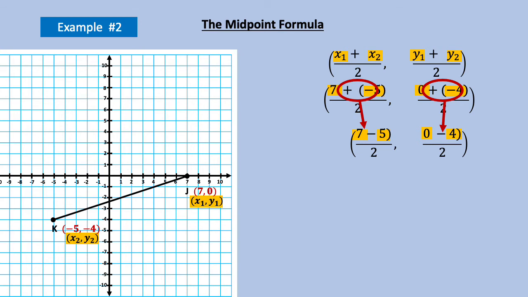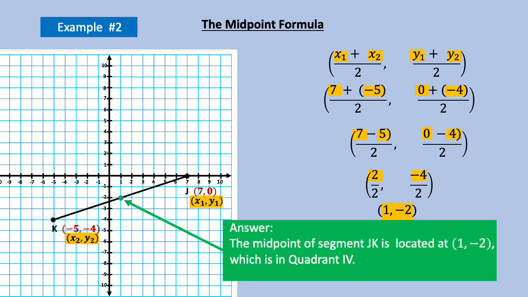So let's simplify the top of both of those fractions, and that's going to give us 2 over 2 and -4 over 2. Now for our last step, we'll divide, and that gives us these coordinates, 1, -2. That's our answer. What that means is that the midpoint of segment JK is located at 1, -2, which is in quadrant 4.